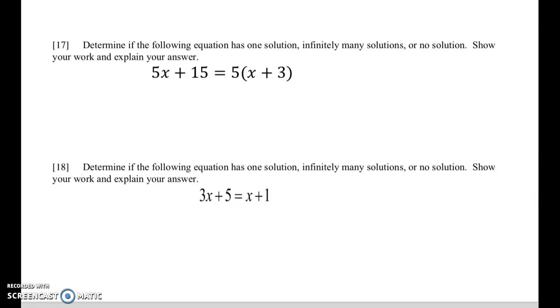Okay, same thing looking at number 17. So trying to decide one solution, infinitely many, or no solutions. But we have to solve it to be able to figure that out. So I have to distribute right here. 5 times x is 5x plus 3 equals, and I'm going to bring down this other side as 5x plus 15.